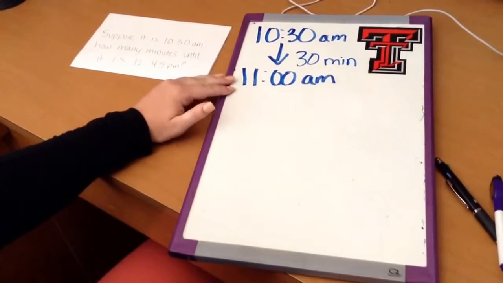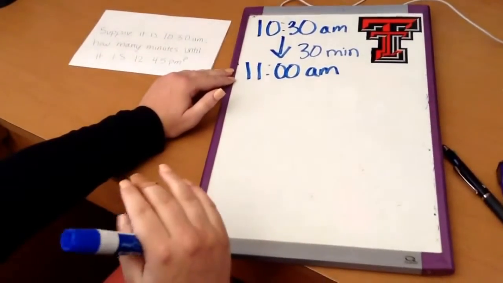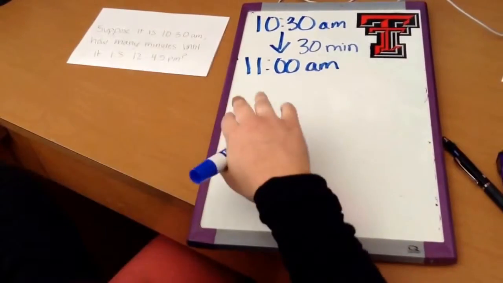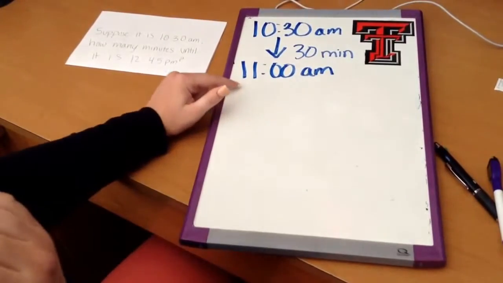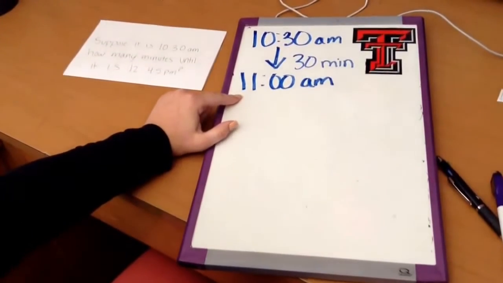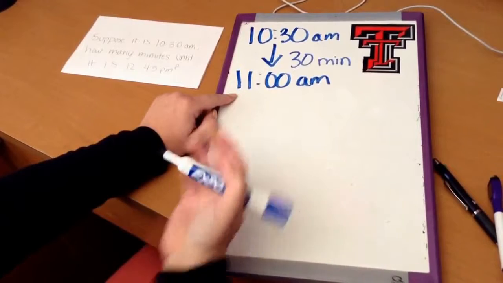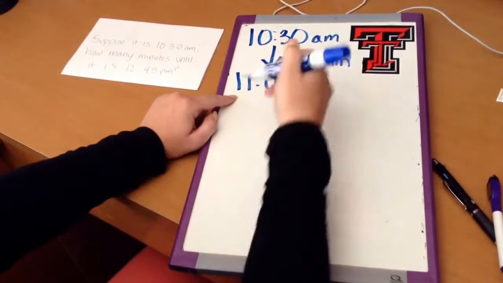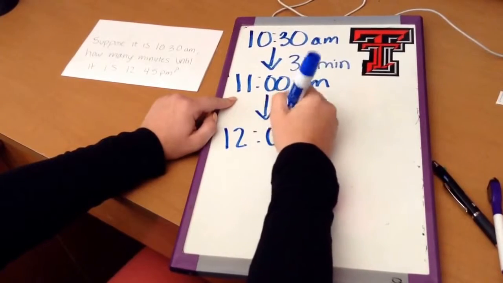So now that we got it to the nearest hour, we're now working with 11, and we can all work with 11 because it's easy to work with because it's at the hour 11. And so it is asking us how many minutes until 12:45 p.m. So we're trying to get to 12:45 p.m. Well, since we're working with 11, we can easily go up by 1 hour. We know 1 hour from 11 will be 12.